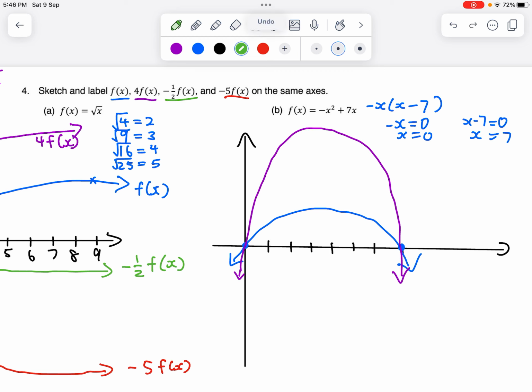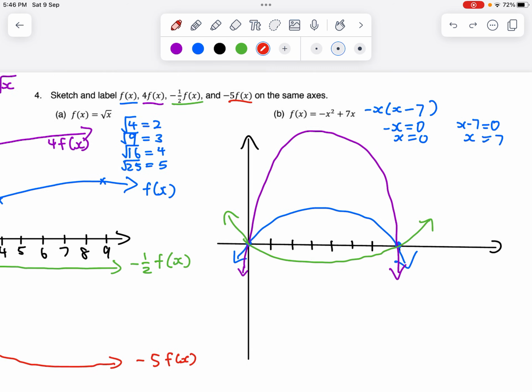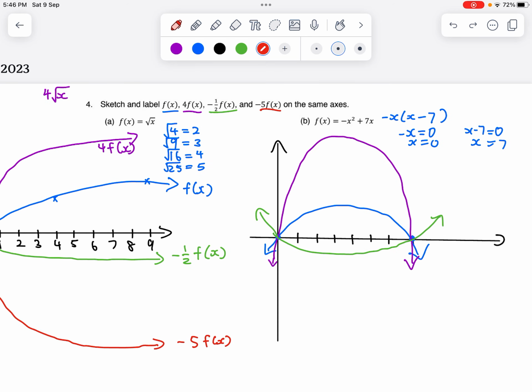-1/2, again, it's flipped over the x-axis, so it will instead point upwards, and it will be a vertical compression. So it will look something like that. Yeah. And then finally, -5 times f of x. Again, it's flipped over the x-axis, and it has a vertical stretch of 5. So it will be even steeper than the one in purple. So it will look something like that.